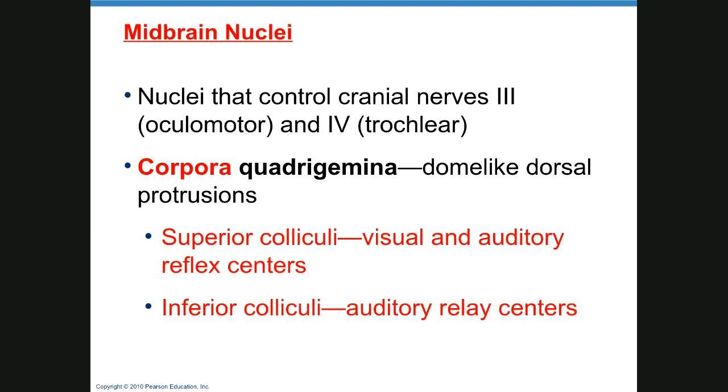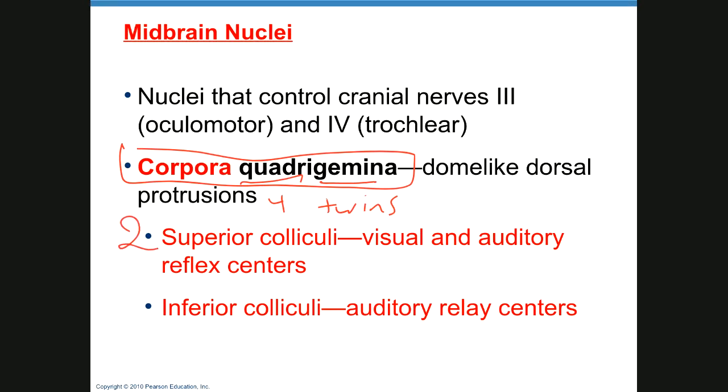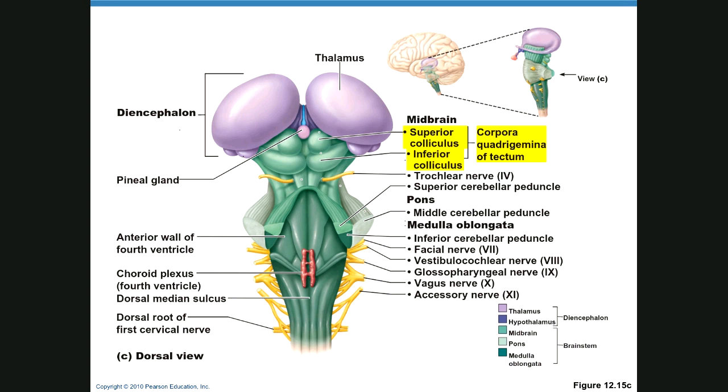Another structure found in the midbrain or mesencephalon is called the corpora quadrigemina, and that's an important feature. Corpora quadrigemina. Quadri means four. Gemina means twins. So these are the four twins. Two twins are called the superior colliculi. The other two are called the inferior colliculi. Let me show you the location.